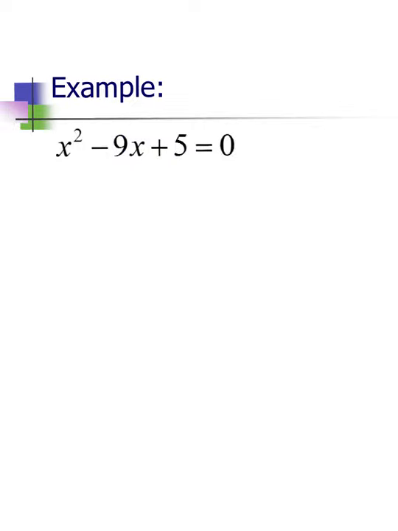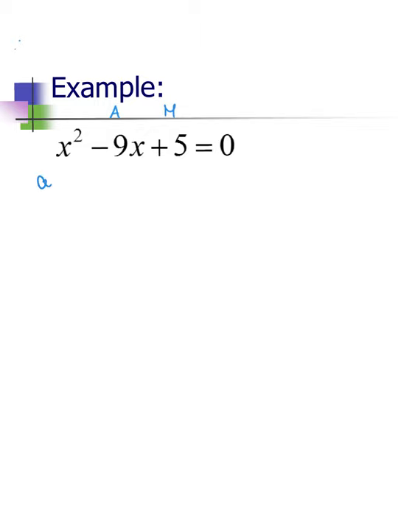So if we look at the first example here, it says x squared minus 9x plus 5 equals 0. Typically, you would say, can I factor it? And to factor this, you would say, are there two numbers that add to negative 9 and multiply to 5? There are not. So here's where we're going to use the quadratic formula.